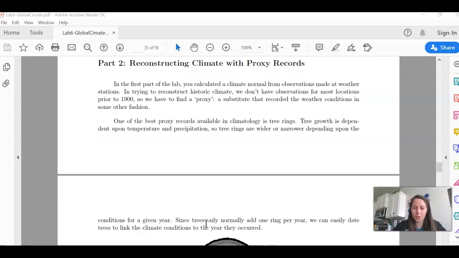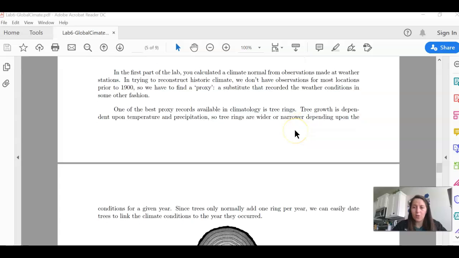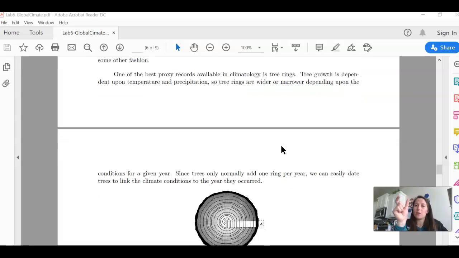So one of the best proxy records available in climatology are tree rings. The growth is dependent upon temperature and precipitation. So tree rings are wider or narrower depending upon the conditions for a given year. If, for example, that specific ring is relatively wide compared to other ones, it means that the conditions were good. They were prone for growth of that year, of that tree.